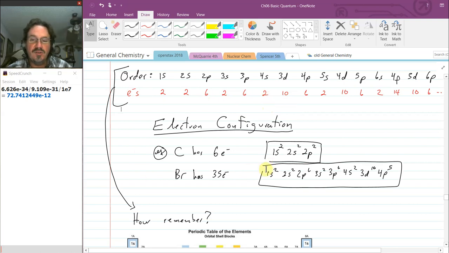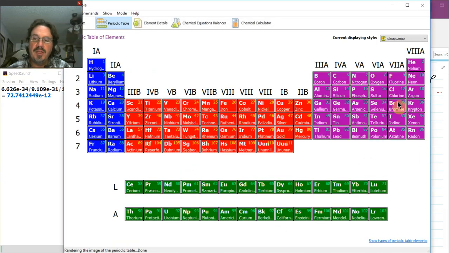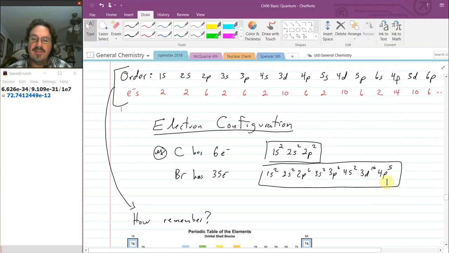So 1s2, 2s2, 2p6. The next one is the 3s, 3s2. After that, the 3p, so 3p6. And then the 4s2, 3d10. Finally, that brings me up to 30. If I go up here, 5 more electrons in that 4p level brings me up to 35, which again, that's what bromine is, 35 total electrons. So there is the electron configuration for bromine.